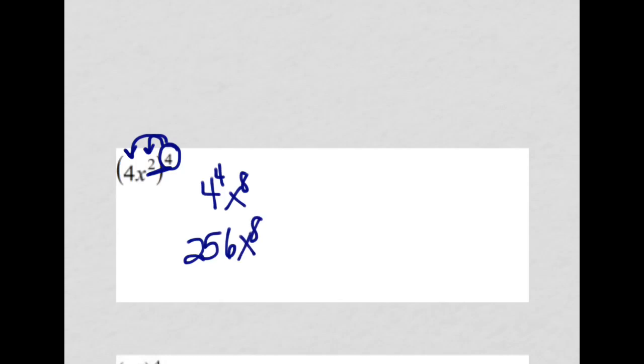Again, I take what's on the outside and I apply it to everything on the inside. So I end up with 4 to the 4th and x to the 8th, because 2 times 4 is 8. 4 to the 4th is 256 times x to the 8th. Remember, utilize your calculator. That little caret button that's above the division symbol will be awfully helpful for you.